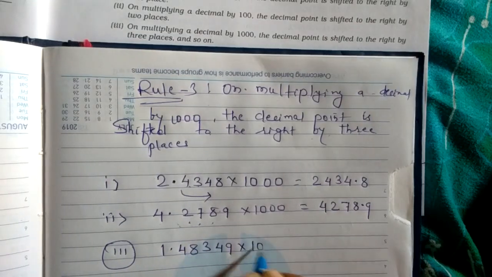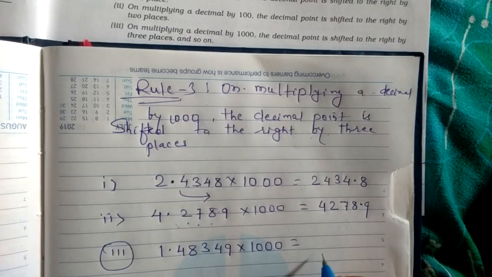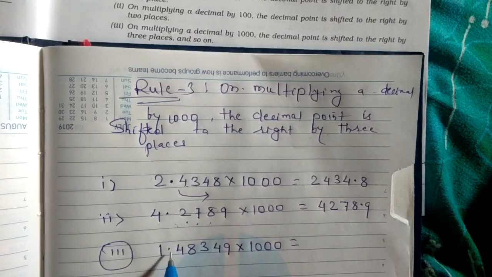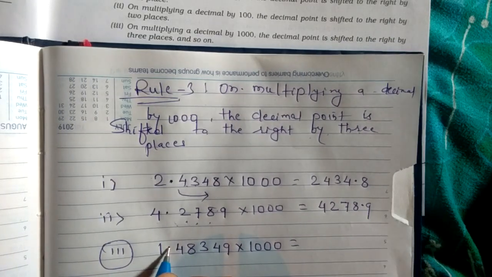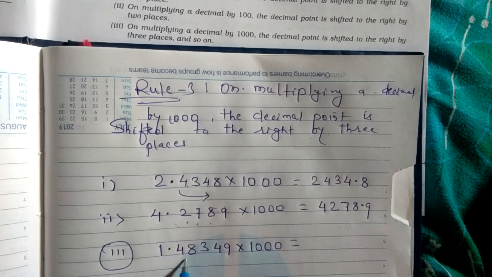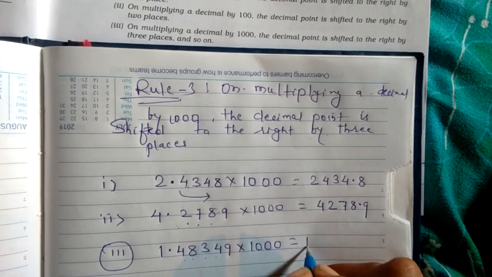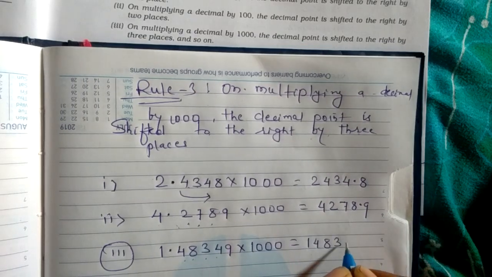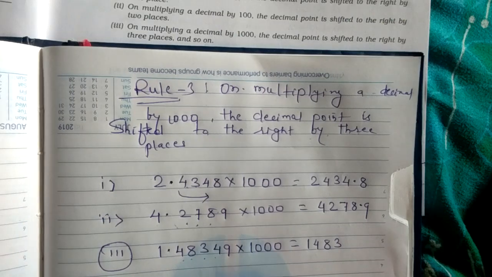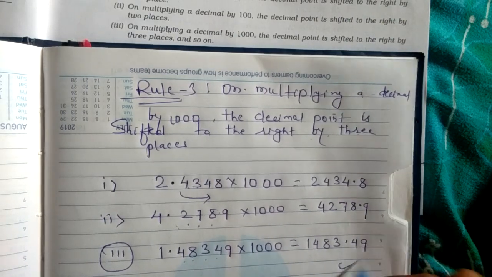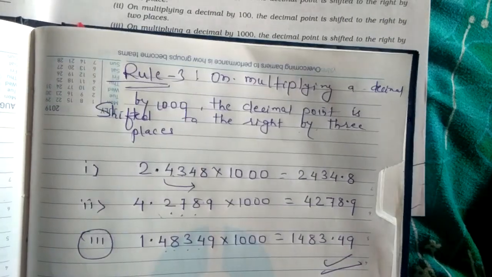Last one I am taking as an example, you see carefully. 1.48349 multiply 1000. Okay, so you see, the decimal point is shifted to the right side by 3 places. 1 2 3 means after 3 we will put the decimal. 1483.49, this is our answer. I hope you understood.